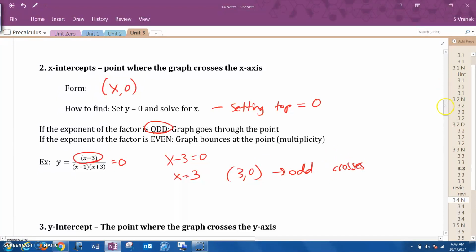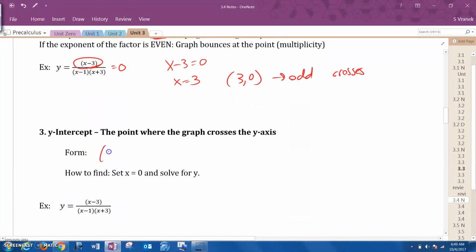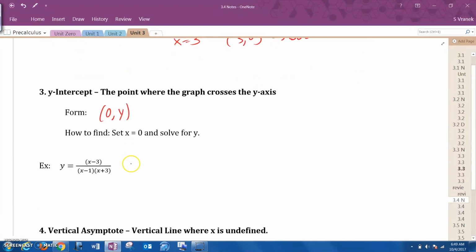Just like it did last chapter, or at the beginning of this chapter, I should say. The y-intercept is in the form of 0, y, which means we put zeros in for all of the x's and solve for y. So 0 minus 3 over 0 minus 1 and 0 plus 3, which is negative 3 over negative 1 times 3, which is 1. So we get that the y-intercept is 0, 1.